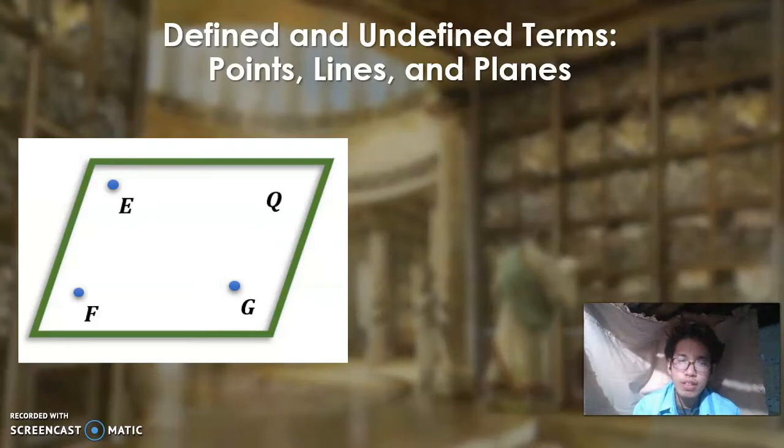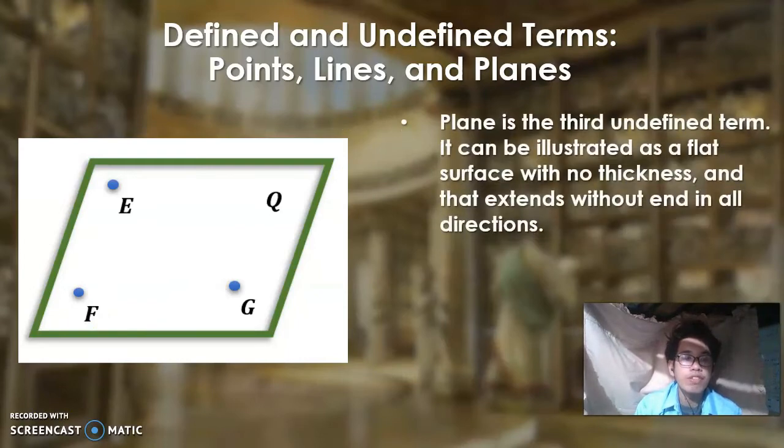Let's formally define an undefined term, which is a plane. So what is a plane? A plane is the third undefined term. It can be illustrated as a flat surface with no thickness, and that extends without end in all directions. For visualization purposes, we enclosed the plane in a rhombus, but the formal definition of a plane is that it can extend without end, meaning there can be no boundaries.